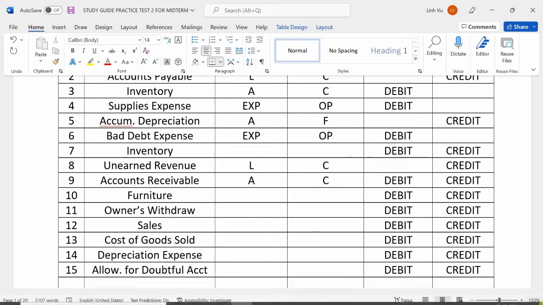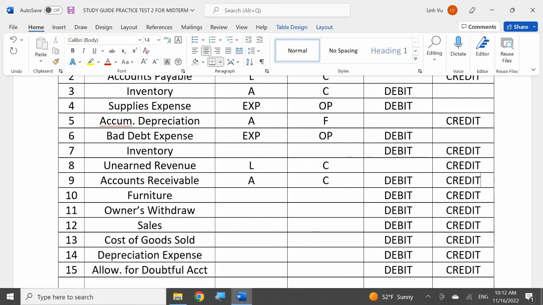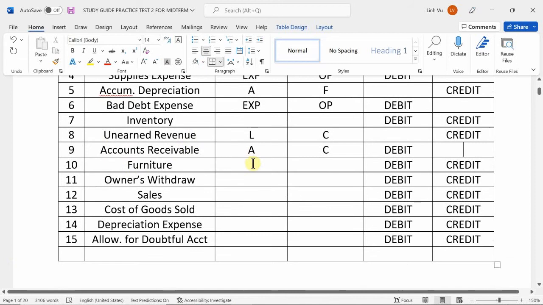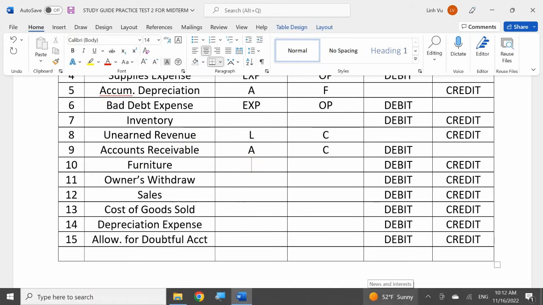And since it's a regular asset, it will just be normally debited, okay? What about furniture, right? Furniture. When you buy your furniture, you own it. And this type of furniture falls in the PP&E, property, plant, and equipment, right?